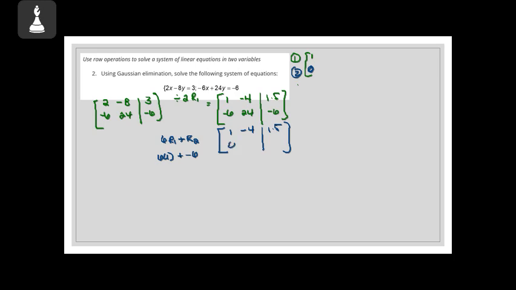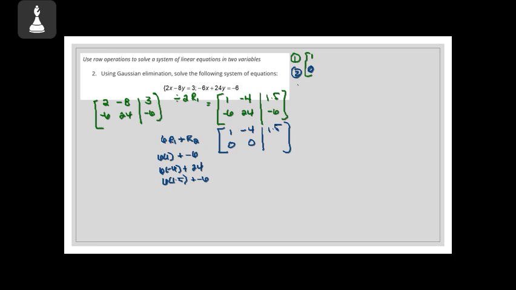All right, now I'm going to do 6 times the top value. So 6 times negative 4, add the row 2 value, 24. Well, that's negative 24 plus 24 is 0. And then do the same with the end one. 6 times 1.5 plus negative 6. Well, that's 3. 3 plus negative 6 is negative 3.